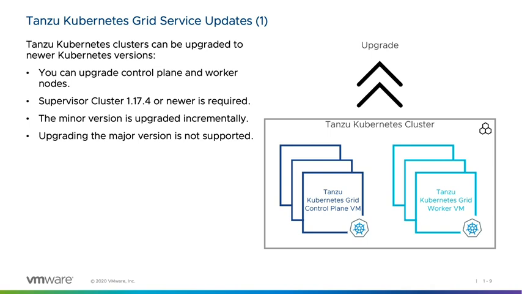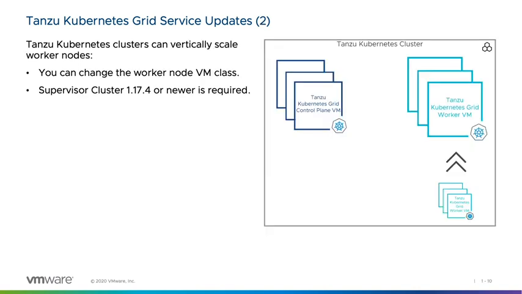Tanzu Kubernetes clusters can now vertically scale worker nodes. This means you can change the VM class, or the CPU and memory sizing, for Tanzu Kubernetes Grid worker VMs. For example, you can resize the worker VMs from the small sizing to the large sizing. New worker nodes of the desired size are deployed, and the old worker nodes are deleted.